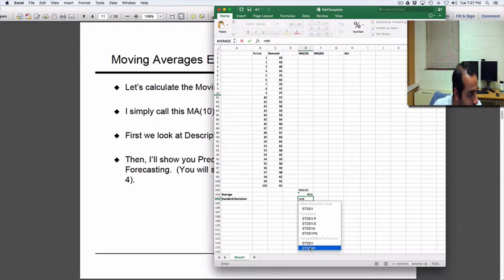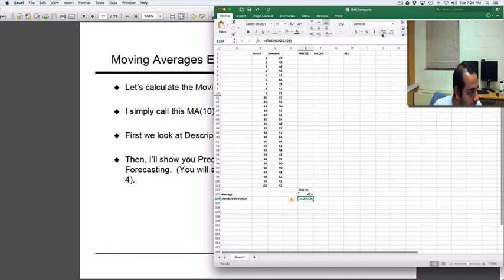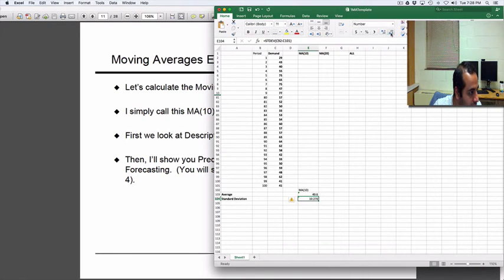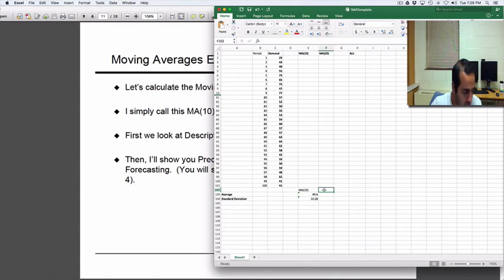All right, let me get the standard deviation using this, STD. Again, I'm going to use the last 10, and I got 10.28. All right, let me do just one more with, say, MA20.